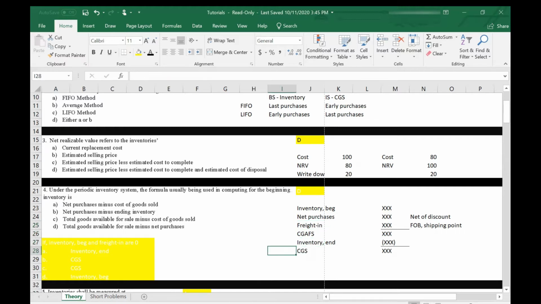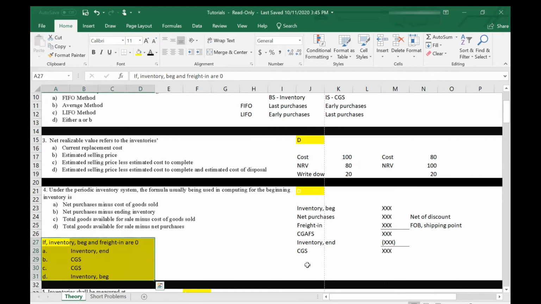So what would be the answer for this? So isa-isahin natin. Letter A. Let's see what's the answer. Let's assume that your inventory beginning is 0. For simplicity lang, let's assume that your inventory beginning is 0 and your freight in is also 0. So therefore, your cost of goods available for sale is just your net purchases.